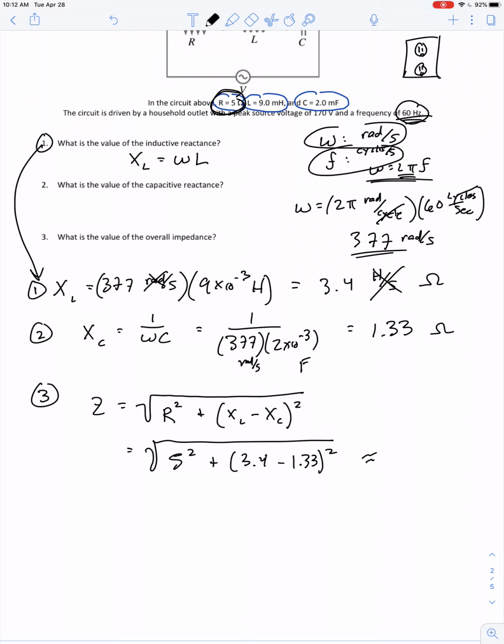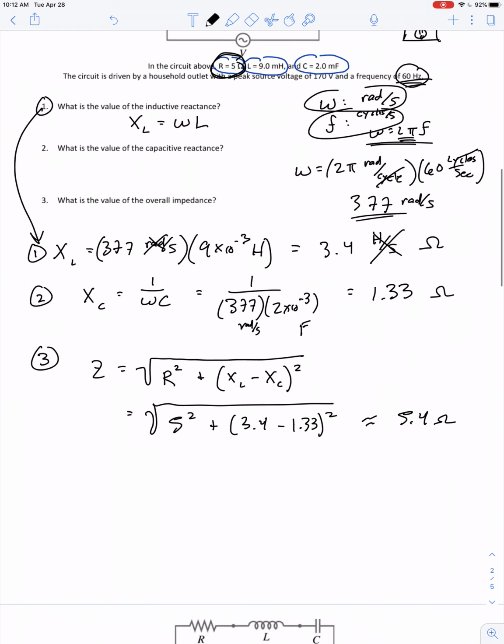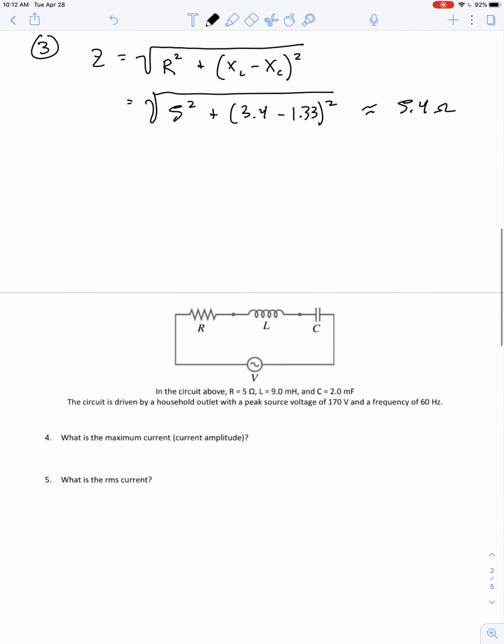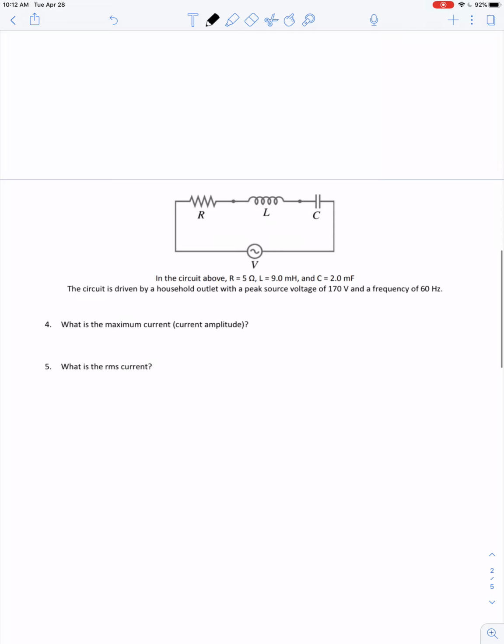And we get about 5.4 ohms. Okay, moving on. What's the maximum amount of current? Well, we can just use Ohm's law. The maximum current is equal to the maximum voltage divided by the impedance. So maximum voltage is 170 volts, and that's also a common value.